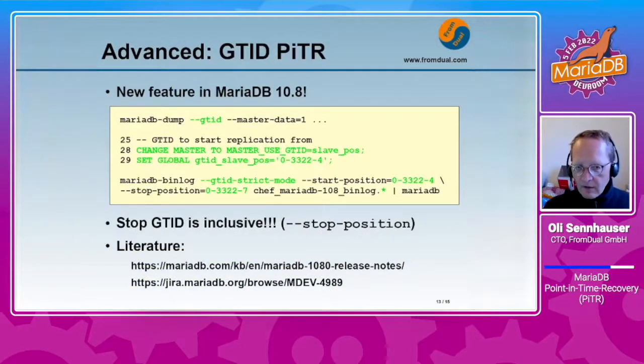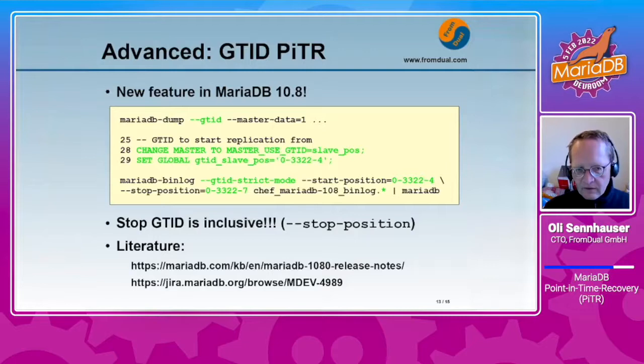Another topic which is a little bit more advanced is point-in-time recovery with global transaction ID. This is a brand new feature which comes in the new, still alpha or beta quality, MariaDB 10.8 release. So if you do the dump with mariadb-dump --gtid --master-data=1, you see in your dump at line 25 to 29 some other information.